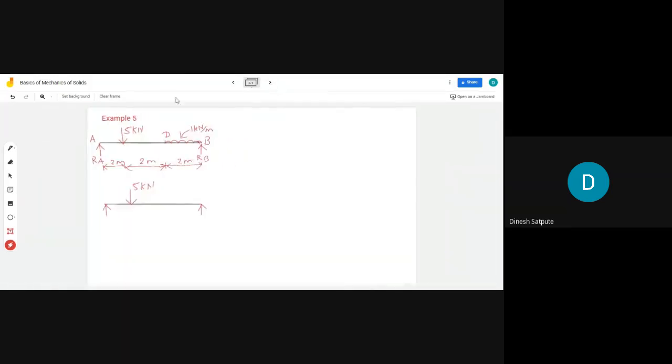So over here also, if you use the same formula, then what will we get? Intensity multiplied by span. Intensity is 1, multiplied by span which is 2. So 1 multiplied by 2, that is 2 kilonewtons, and that will act at the center or midpoint of the span of the UDL. So 2 kilonewton.